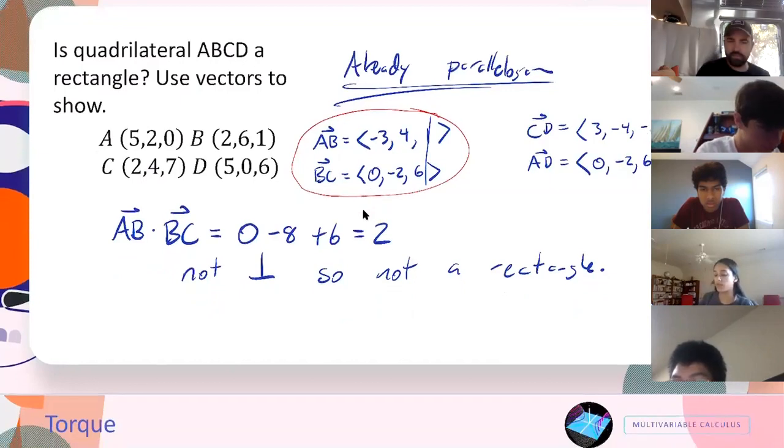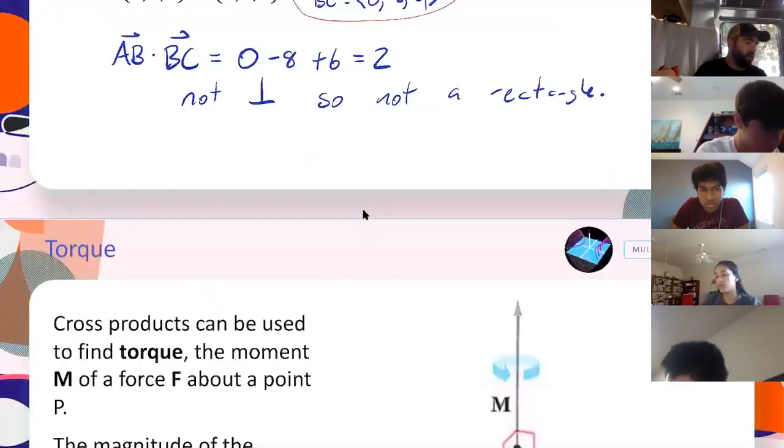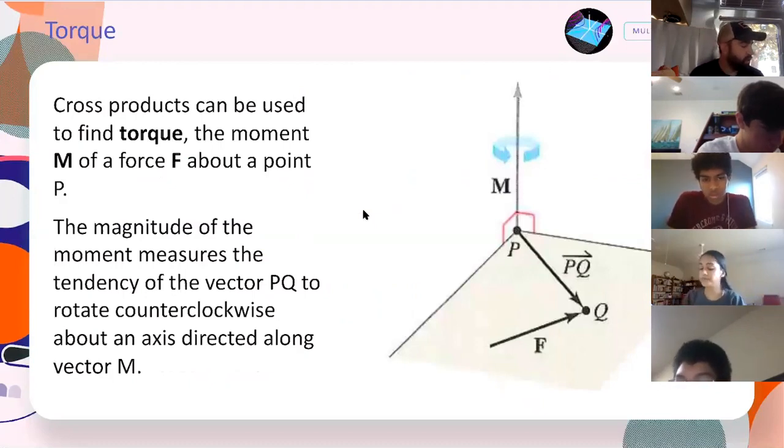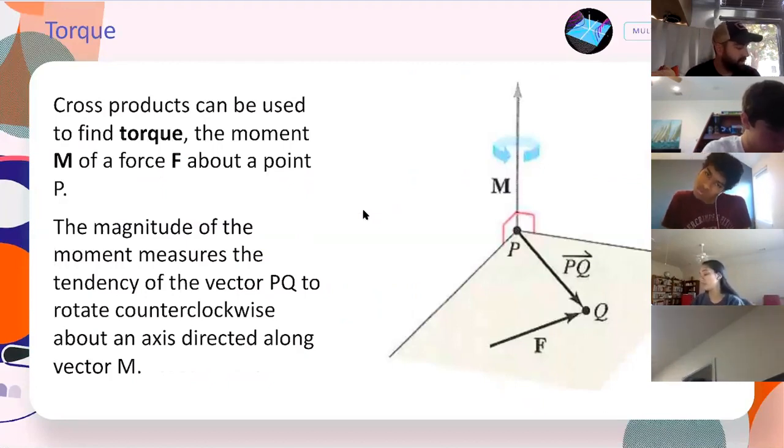Right, and there's other ways to show rectangles and things like that too. Okay, we can find torque. This is the last application, so we'll at least get to the explanation of it. We might not get to the final example. So torque, for us, we're going to use what's called the magnitude of the moment, which is the tendency of a vector to rotate about its axis.